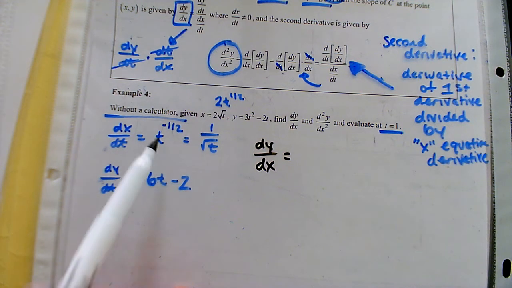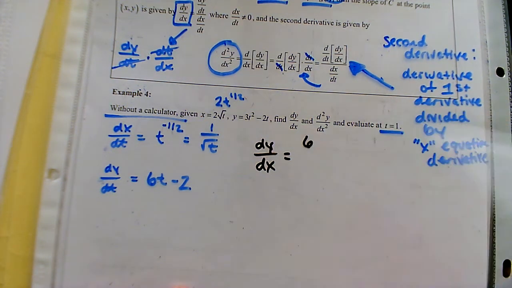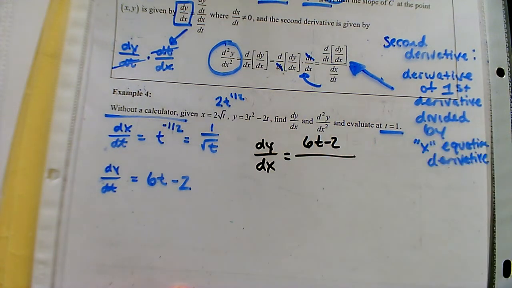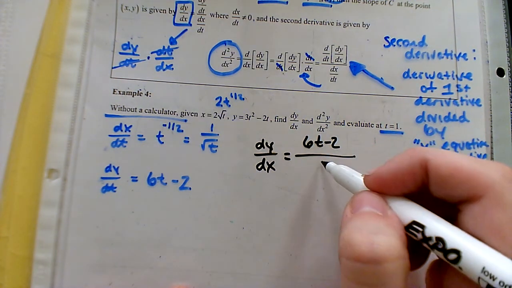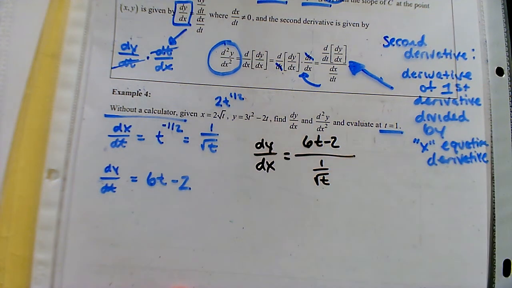What can we do with these individual derivatives? Divide them. Which one goes up top? 6t minus 2. All right, so we need the derivative of the y equation, 6t minus 2, divided by the derivative of the x equation, which would be 1 over the square root of t.